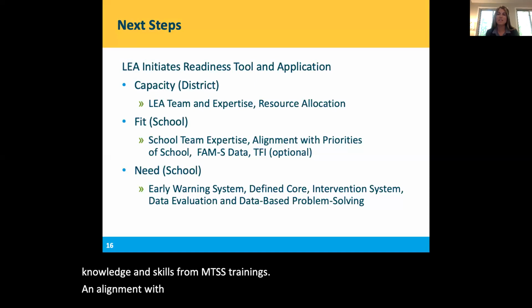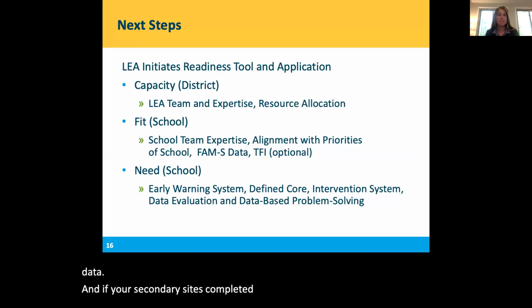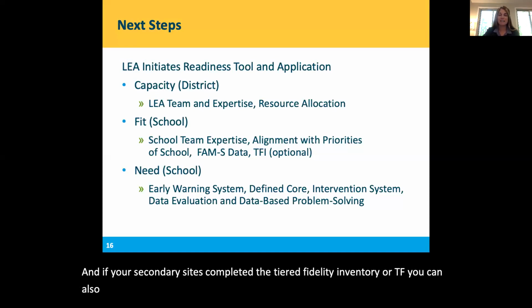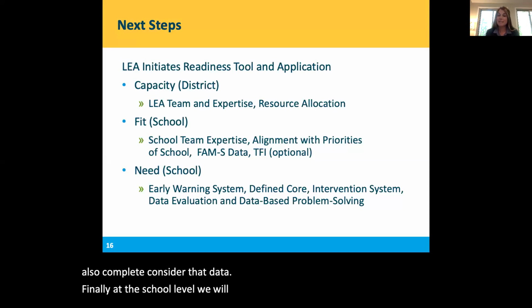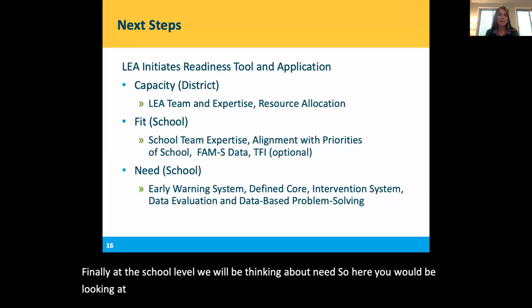priorities. You'd also be looking at the school's FAMS data. And if your secondary sites completed the Tiered Fidelity Inventory, or TFI, you can also consider that data. Finally, at the school level, we will be thinking about need. So here you would be looking at your early warning system data and your defined core and intervention system.